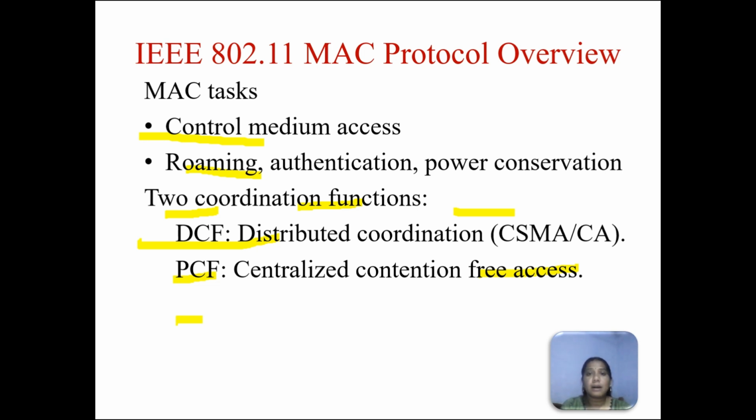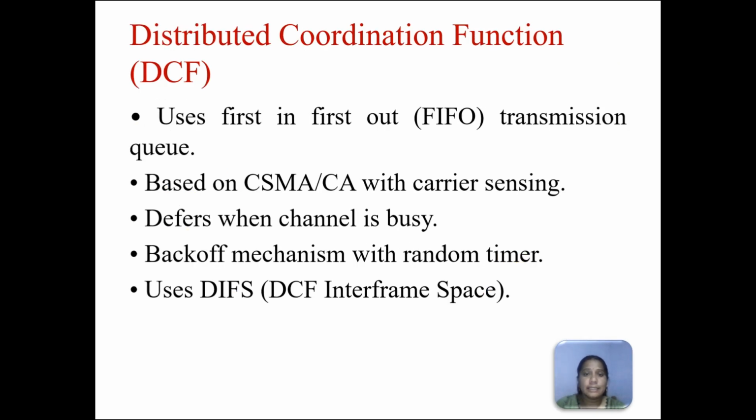And the next one is the point coordination function, which provides a centralized, contention-free access method managed by the access point. In this method, the access point will give a chance to transmit packets to the devices in sequence. When the turn for a particular device comes, at that turn it can transmit data. There will not be any contention. It is a centralized method controlled by the access point. Next, we will discuss in detail the distributed coordination function.